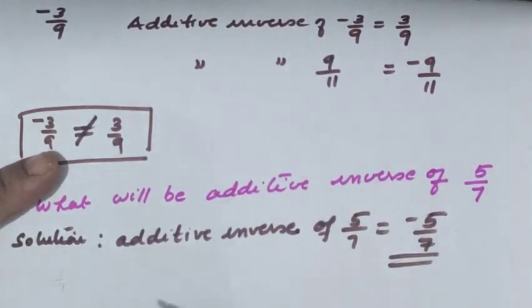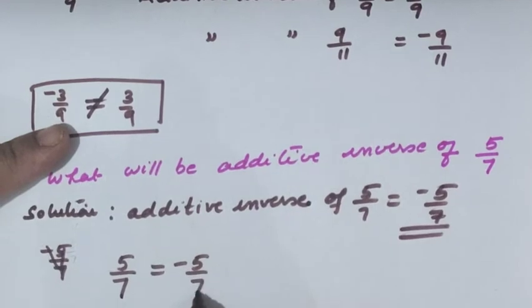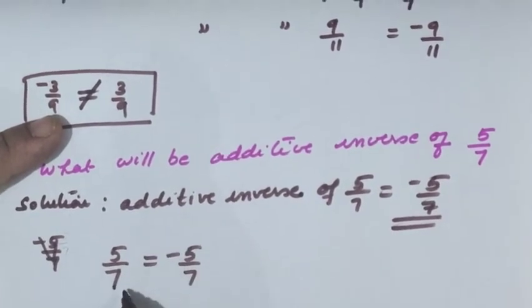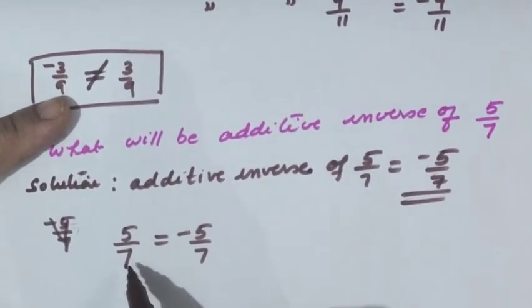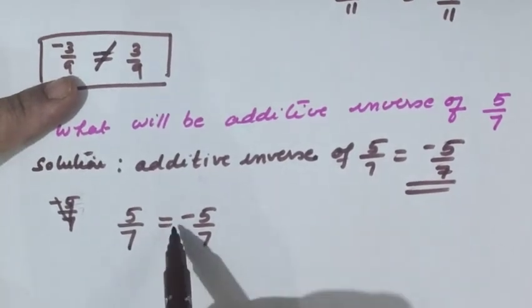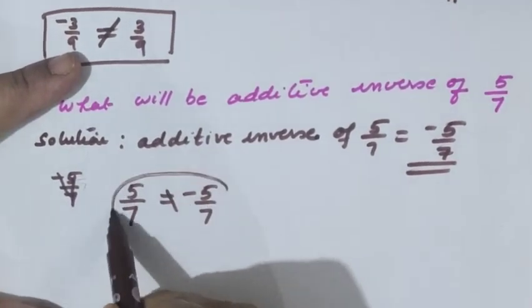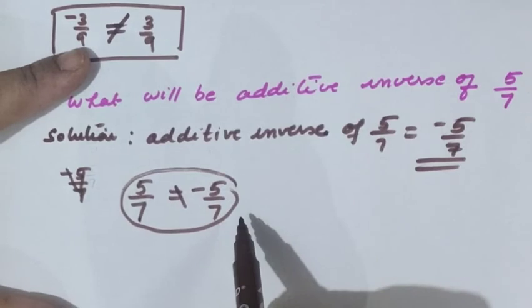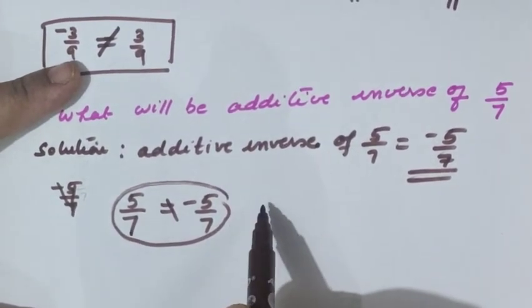Otherwise, what mistake will you make when you write the answer? If you directly write minus 5 by 7, there is no problem. Some children will take the question and write it is equal to minus 5 by 7. They will not write that it is the additive inverse, and you know that 5 by 7 is never equal to minus 5 by 7, right? If you write the answer like this, you will not get the mark. So don't make that error.